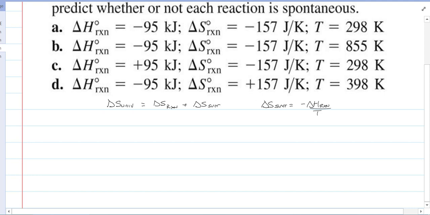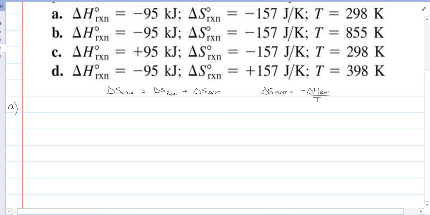I want to point something out though. See how delta H is measured in kilojoules? Usually S's are in joules, so they're 1,000 times different. And that's okay. For A, we have delta S system, which is negative 157 joules per Kelvin, plus, now delta H is negative 95,000 joules, and the temperature is 298 Kelvin. There we go. And if I do that math, I think I get 161 joules per Kelvin, which is a positive number. So that means A would be spontaneous.